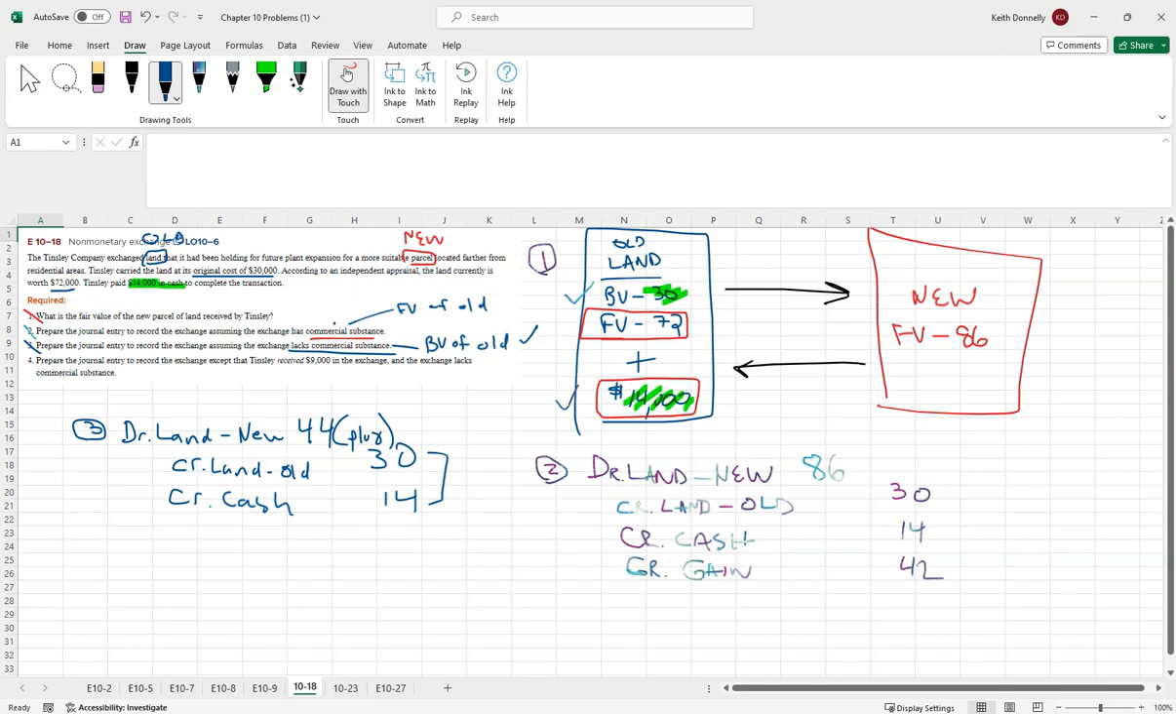First one, it has commercial substance. This is based on the fair value. So commercial substance, we're going to use the fair value. If it lacks commercial substance, as a general rule, we're going to use the book value. So fair value if it has commercial substance, book value if it lacks commercial substance. Okay.